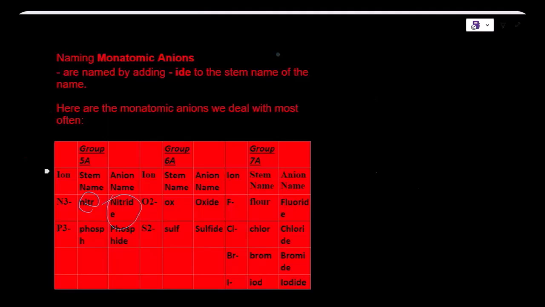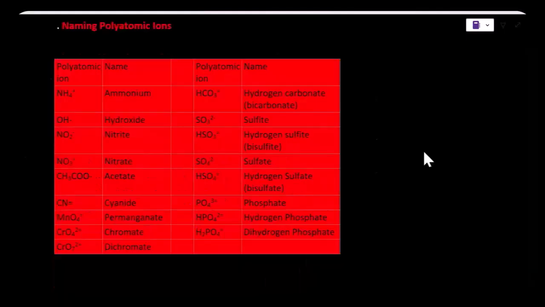Picking one from group 6, oxygen has a negative charge of 2. The stem is ox, so we would put -ide after the stem, and it would be oxide. Looking at group 7, the stem name would be fluor, and the anion name would be fluoride by adding -ide to the stem name. So far we've named monoatomic ions.